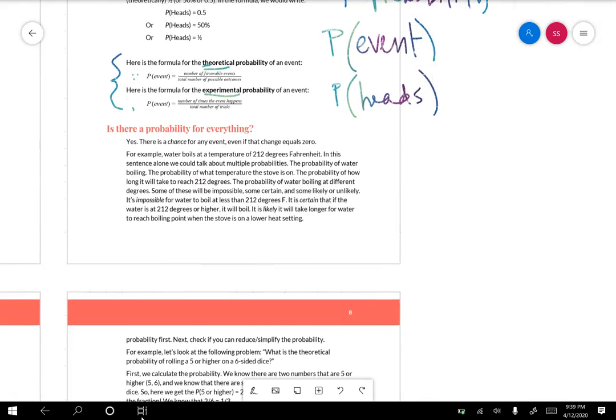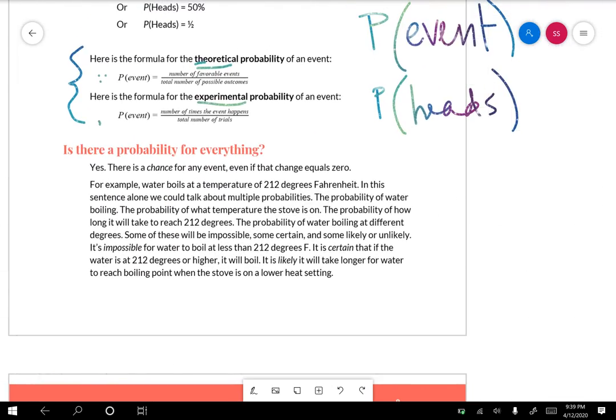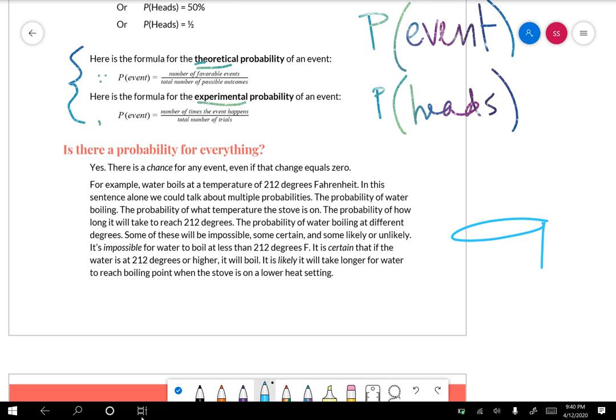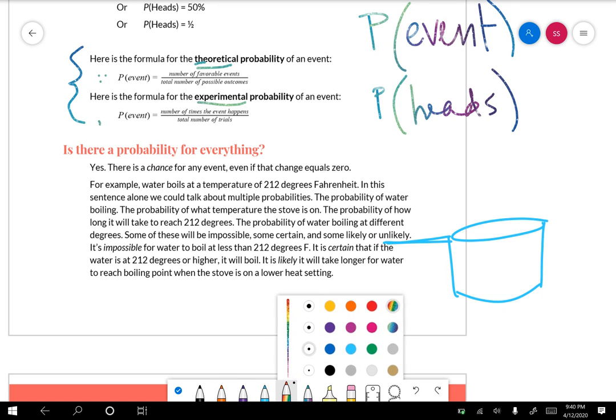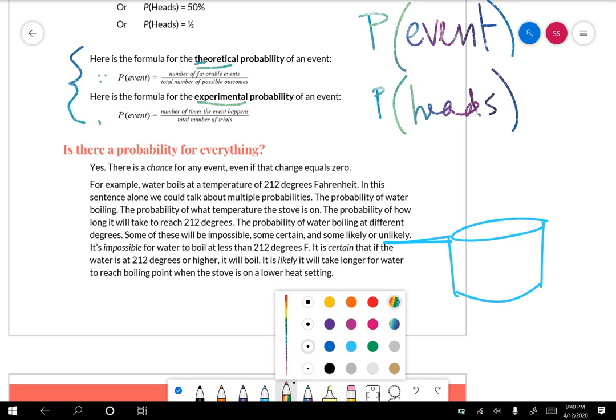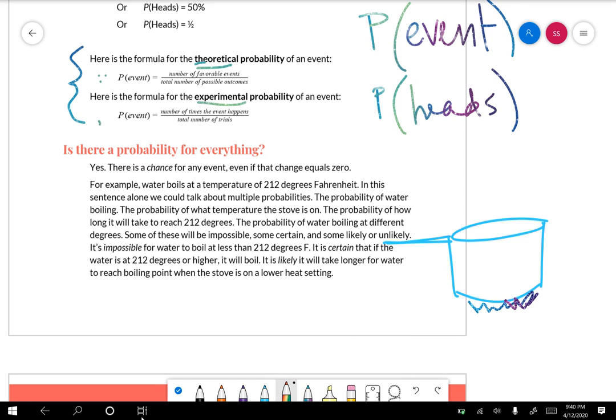Is there a probability for everything? Short answer, yes. There is a chance for any event, even if that chance is equal to 0. So let's talk about water boiling. I'll draw you a lovely picture. We have a lovely pan on the stove, let's get some flames going, red and orange. There we go. Pan on the stove, a bunch of water in it.